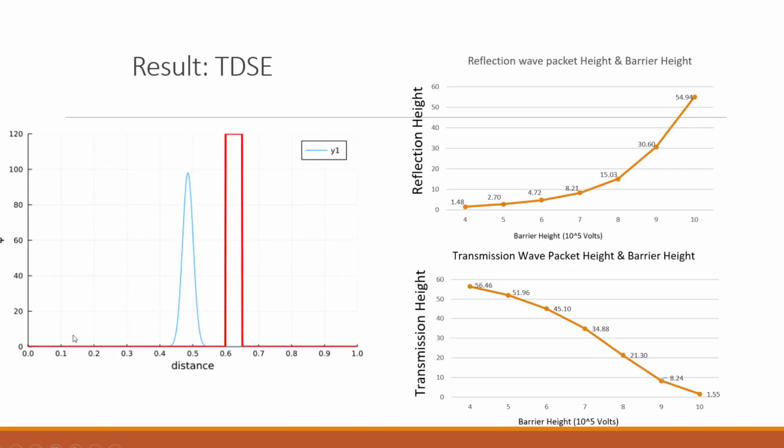Then I talk about the results of TDSE. By modifying the parameter values and wave packets, we can observe the different behaviors of the wave packet when turning on the barrier, and explore the relationship between them. I find that when I keep the barrier width and change the barrier height, the transmission wave packet will decrease rapidly and exponentially. The reflection wave packet will increase as well.